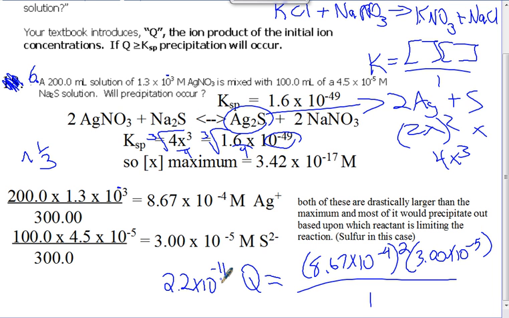And we calculated the max. The max was this, wasn't it? This is the max it should be able to hold. So we can actually look at this from two perspectives, Nick, because you were asking this question. Both of these values are way above the max. Or we could calculate Q. We are way beyond the Ksp. We're way beyond how much it should be able to hold.